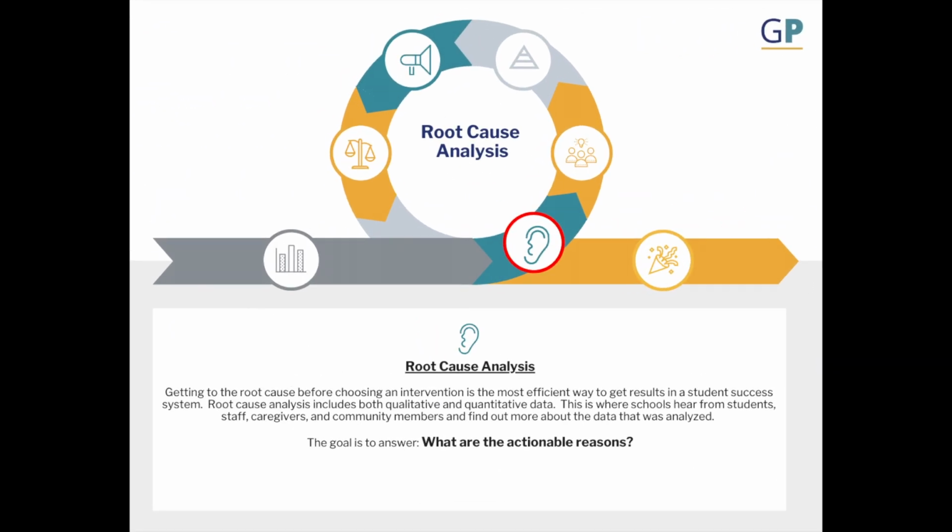Once a school has identified a group of students to create a targeted intervention for, they must get to the root cause. Getting to the root cause before choosing an intervention is the most efficient way to get results in a student success system. Root cause analysis includes both quantitative and qualitative data. This is the time for schools to invite the voices of staff, students, families, and the community in to find out more about the data that was analyzed.